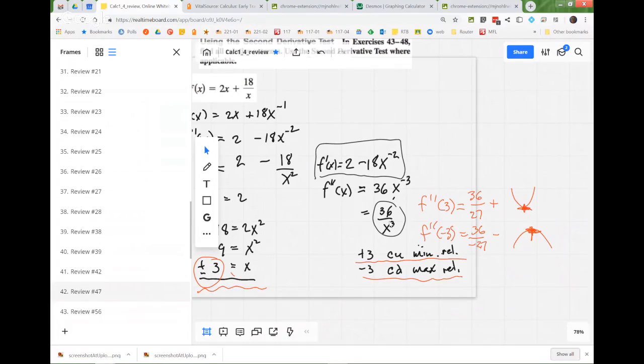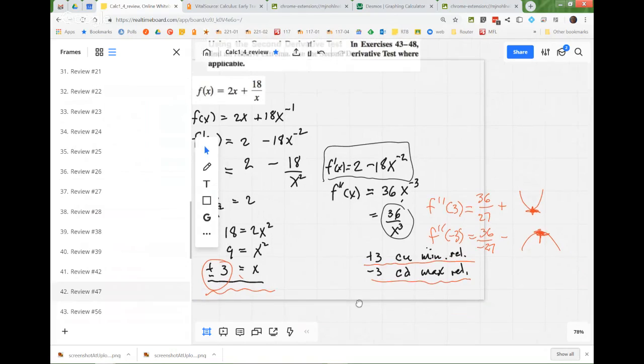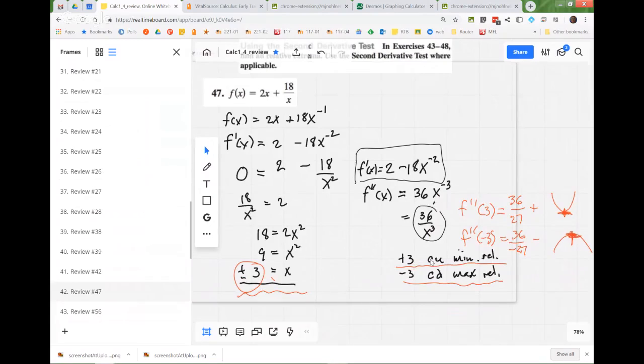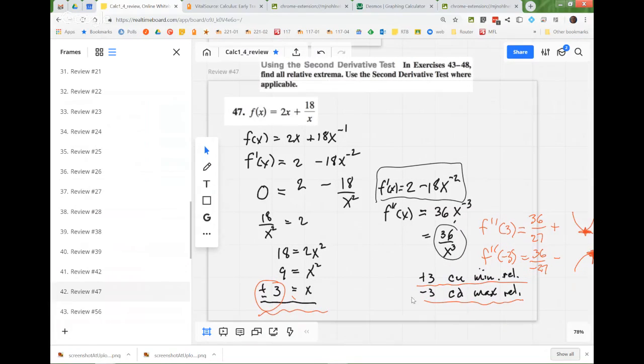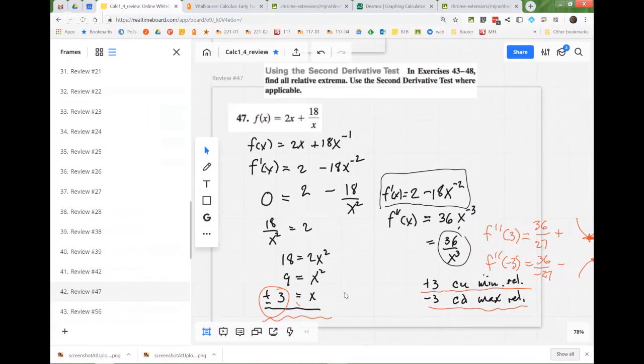And on the second one, what's the second derivative at negative 3? Negative 3 cubed is negative 27. 36 over negative 27 is a negative, so that must mean the curve is concave down, and that means the negative 3 point is a relative maximum. So I wrote that out right here. Plus 3, concave up, relative minimum. And negative 3, concave down, so it must be a relative max. So that's one way the second derivative can be used.